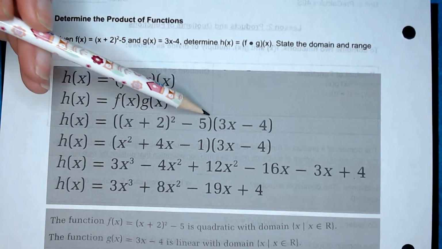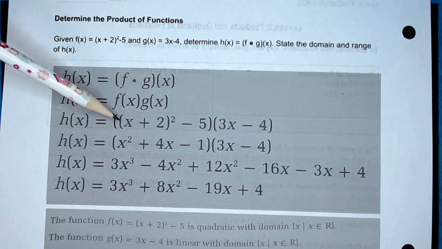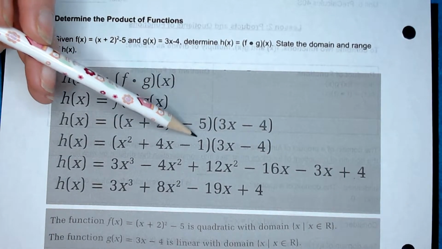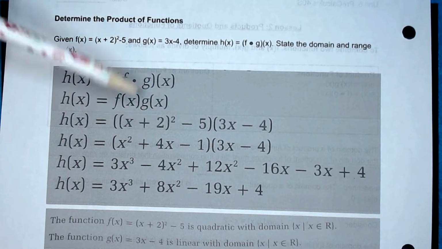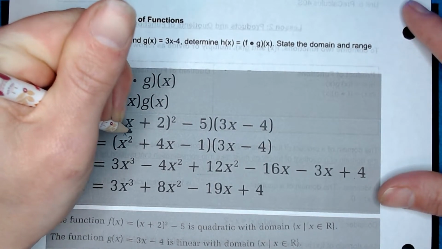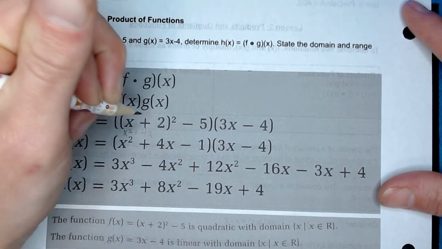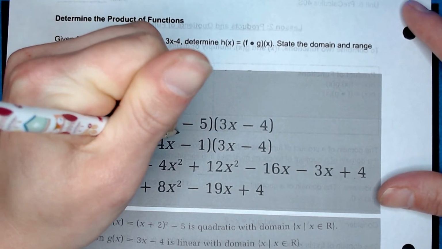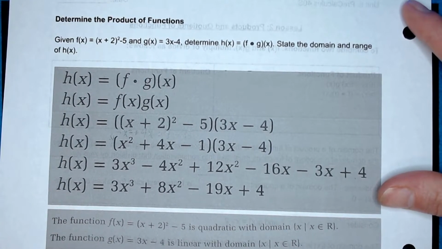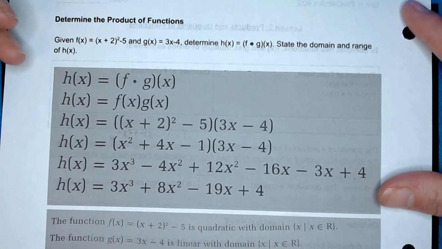This term in the brackets here, of course, will expand to x plus 2 times x plus 2 and use the FOIL method. And then at the end, you're going to subtract the 5 from whatever coefficient is produced. I guess you would get x squared plus 4x plus 4 minus 5, to give you this next step here, and then times 3x minus 4.